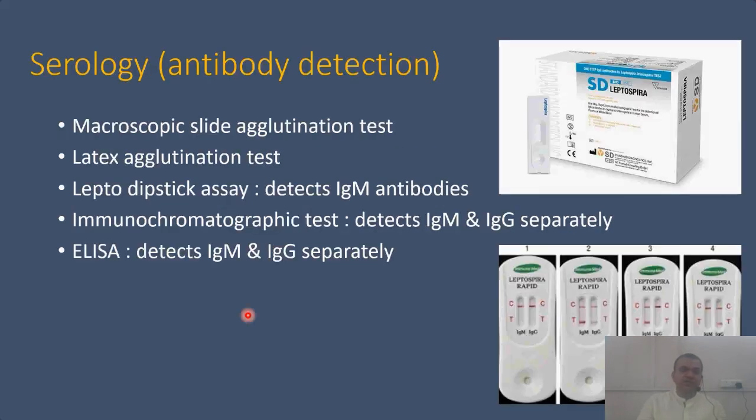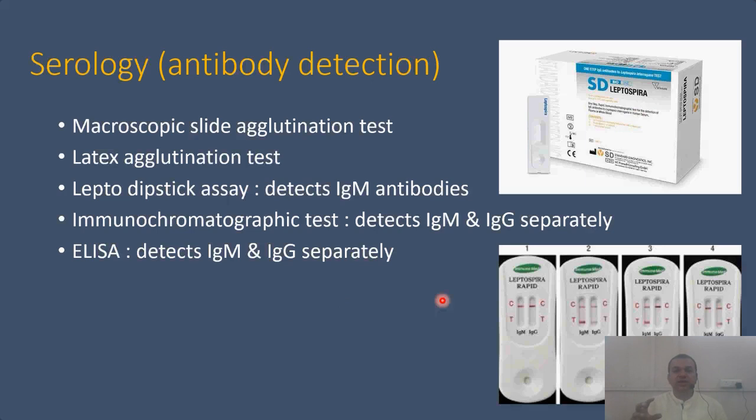And the last is the serological identification, that is antibody detection, commonly done because it's not cumbersome. What other tests are available in serology? The macroscopic slide agglutination test, latex agglutination test, and the Leptocheck dipstick test. Here we can detect only IgM. Then the immunochromatographic test, which is a rapid test, with test kits, and the ELISA definitely. In ELISA and immunochromatography we can detect IgM and IgG, both antibodies separately.